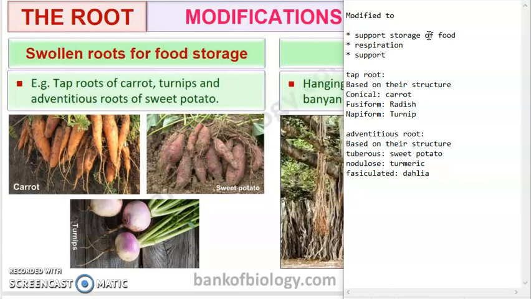If you take the first one, that is storage of food, we can simply say storage. Few roots are modified to store the food, right? We will be learning about storage in taproot plants and also in adventitious root plants. First, in the case of taproot plants, we find that they store their food with the help of swollen roots.